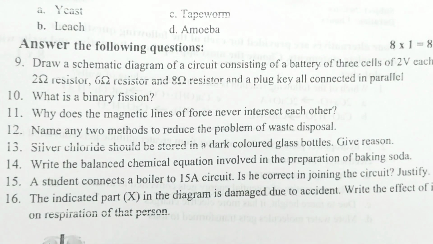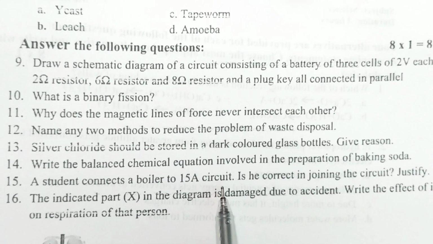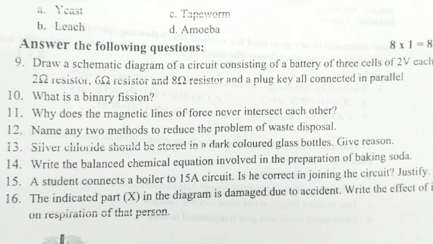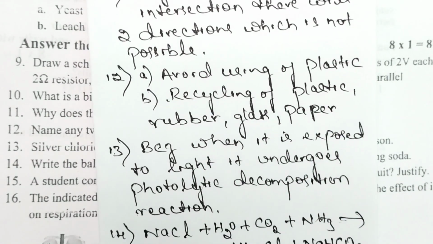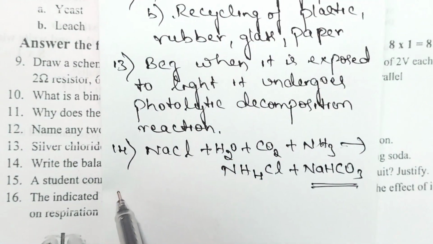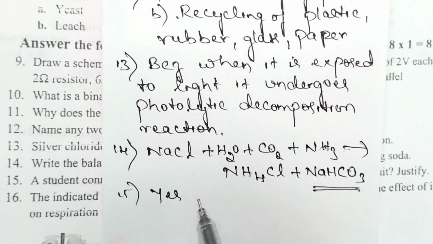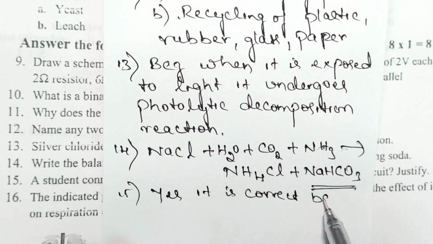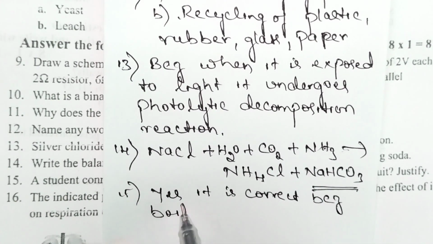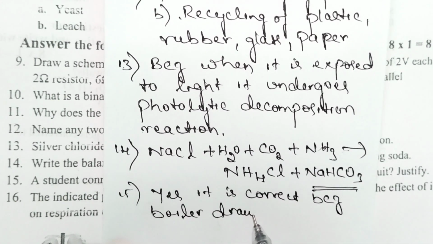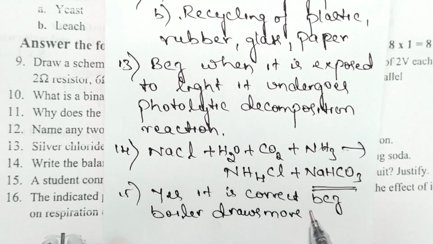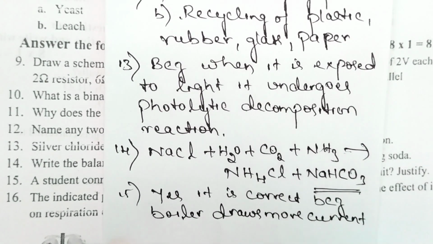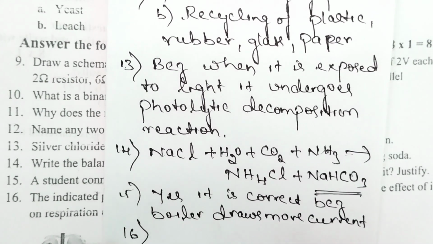Now let us move to the 15th one. A student connects a boiler of 15 ampere to a 15 ampere circuit. Is he correct in joining the circuit? Justify, they have asked. For the 15th question, the right answer is yes, it is correct. It is correct because a boiler draws more current. So this is the answer for 15th one.